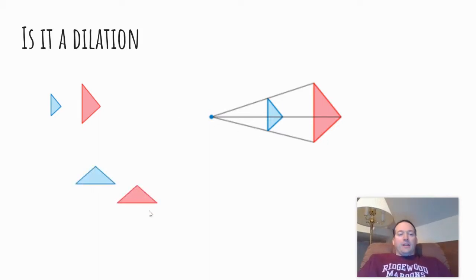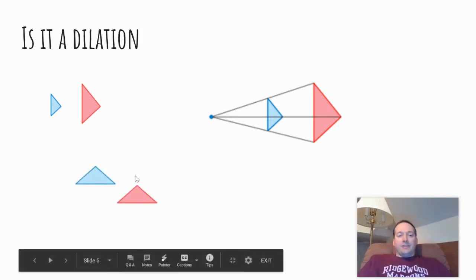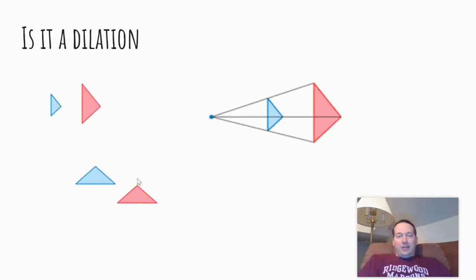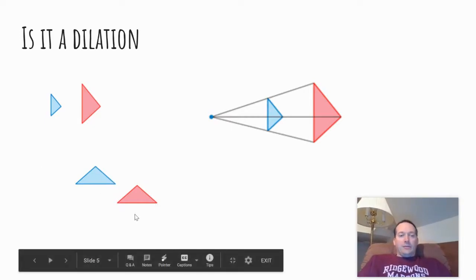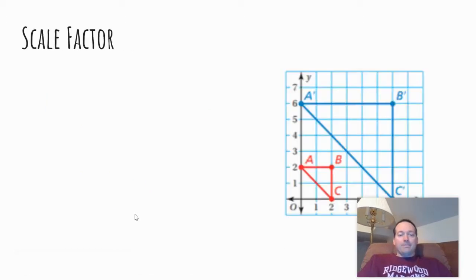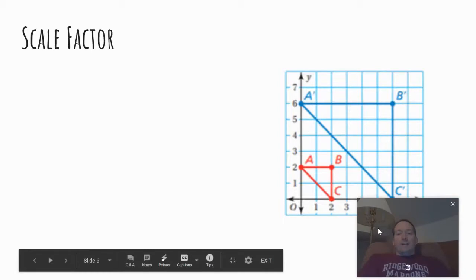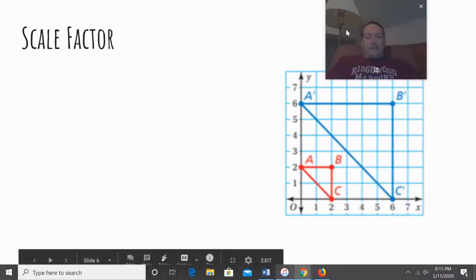Are either of these a dilation of the other? The answer is absolutely not, because they're the exact same size. It's not an enlargement, nor is it a reduction. And if I were to draw lines through each of these points, they're not going to come to the same spot. So that leads us to the next concept known as scale factor.